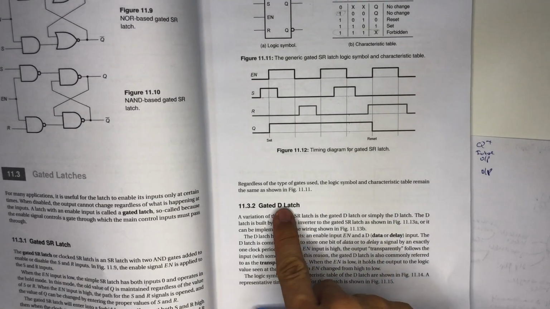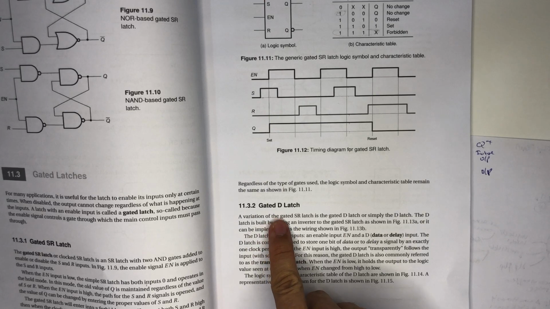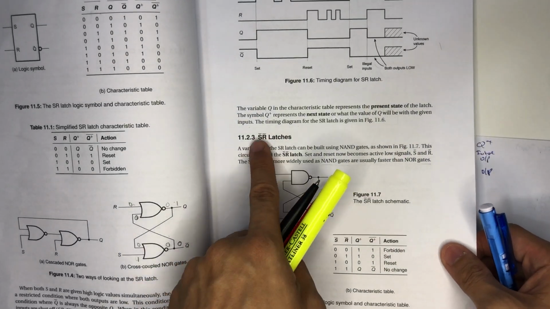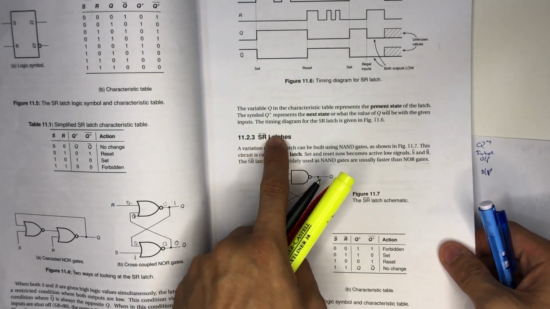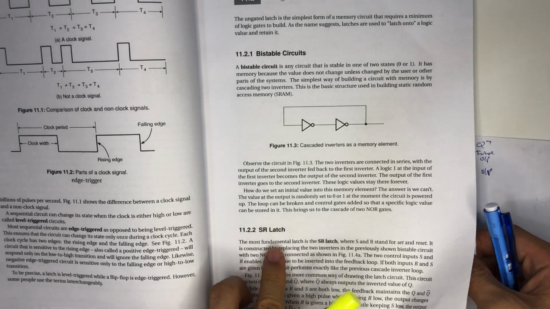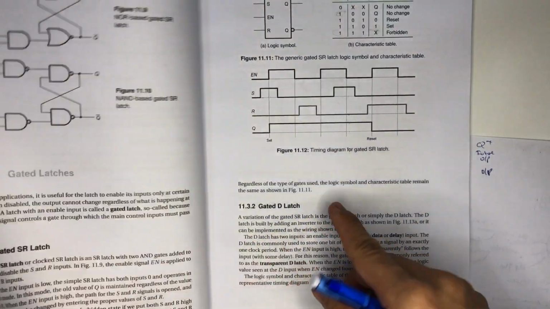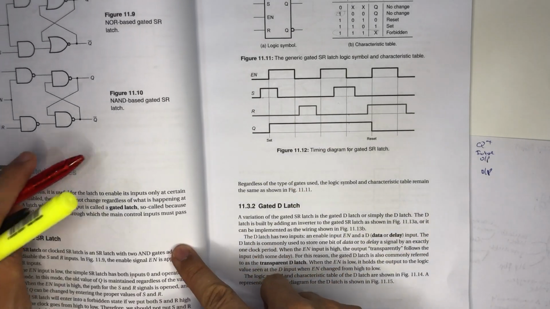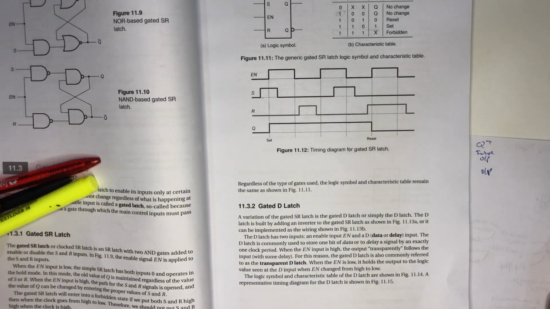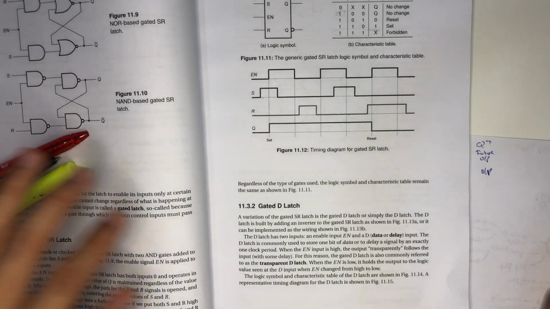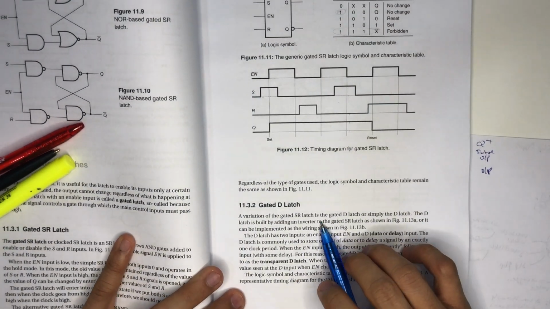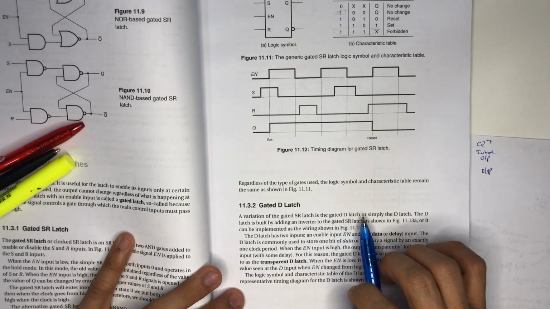So now we go to the next one, the gated D latch. A variation of the gated SR latch is the gated D latch, just like how S bar R bar latches are a variation of the SR latch. Similarly, the gated D latch is a variation of the gated SR latch, okay? They perform quite similarly.